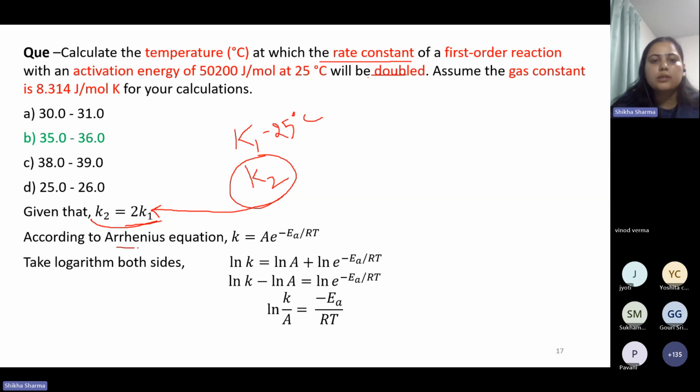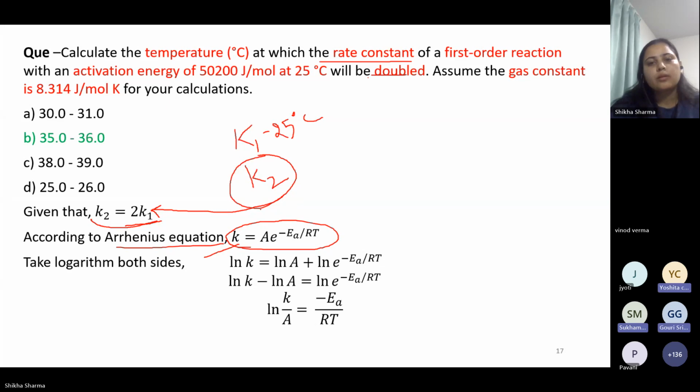And we know that as per the Arrhenius equation, K equals A e to the power minus Ea by RT. Here K is the rate constant, A is the Arrhenius constant, e is the exponential to the power of minus Ea by RT, which is minus the activation energy divided by the gas constant into the temperature. And here the temperature should be in Kelvin.